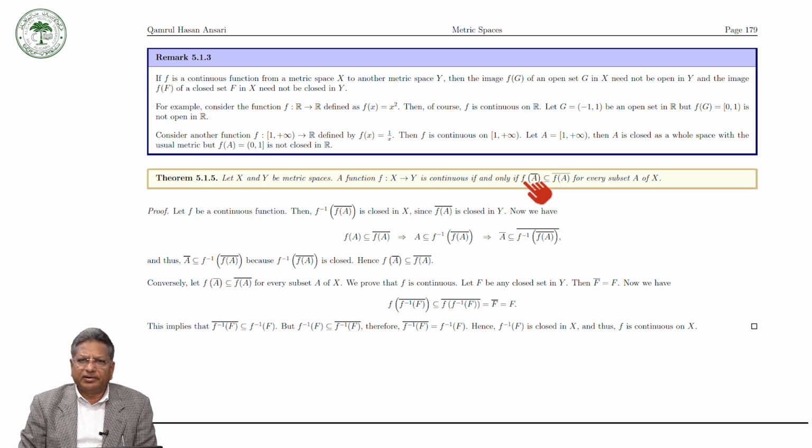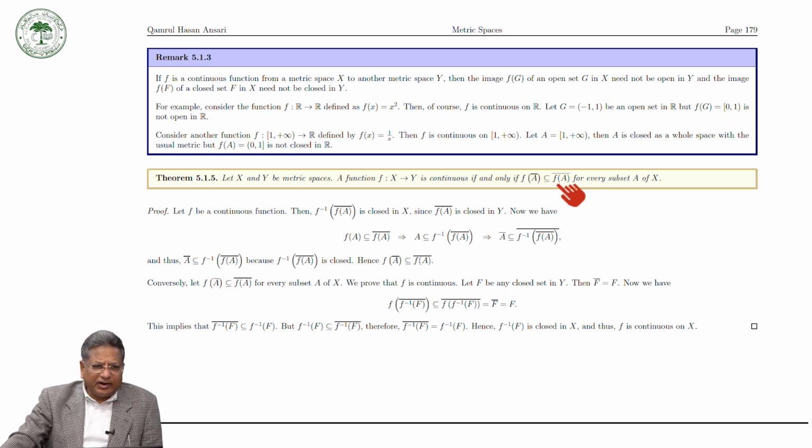Now what will happen if A is closed? So if A is closed, then f of closure of A is equal to f of A. So f of A is a subset of closure of f of A. But this may not be closed, as we have seen. Now, prove this statement, or prove this theorem.